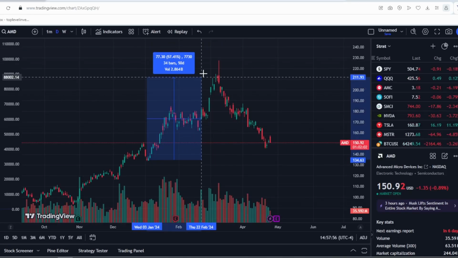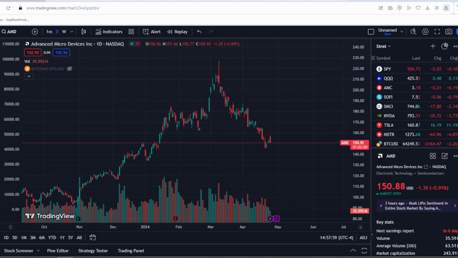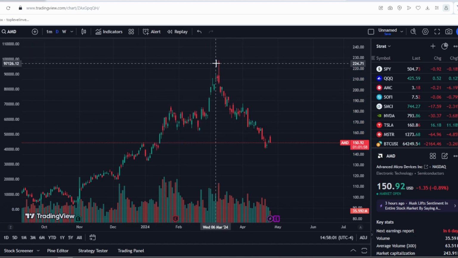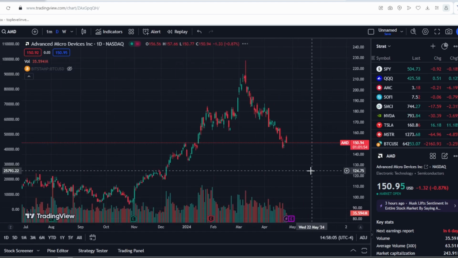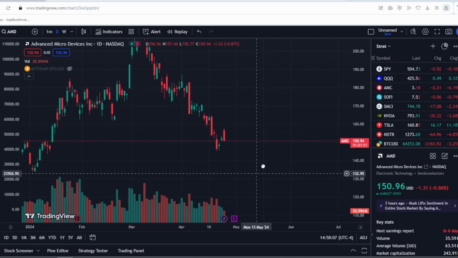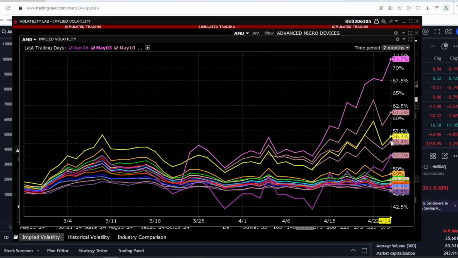At the beginning of the year, AMD surged by 70%, but then in March, it also dropped by 35%, returning to its normal levels. AMD has a very important event coming up soon. We can immediately look at the volatility. As we can see, the volatility is increasing.